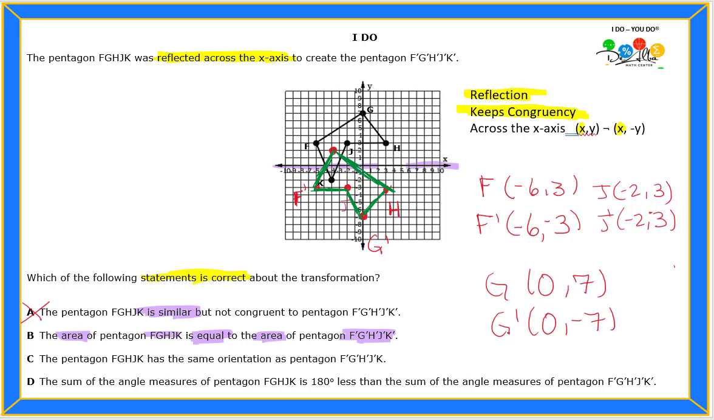Letter C, the pentagon has the same orientation. Is that true? Orientation means, are they facing the same way? No, right? And the last one says the sum of the angle measures of the pentagon is 180 less. Angles are going to still be the same. Okay, they cannot be less, they cannot be more, nothing. Angles are not changing. Therefore, the answer for this is letter B. Very good.